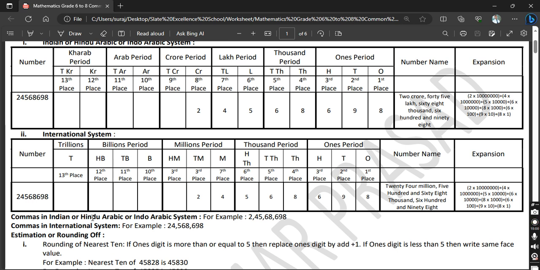Now commas in the Hindu, Indian or Indo-Arabic system. For example, as I already told you, the crore period is one box, it is one period. After period by period, we will put one comma, comma, comma. As you are able to see here, in Indian, if you want to remember the logic, it is 3, again here it is 2, again 2 and carry on. But in international, it will be 3, 3, 3 and so on.